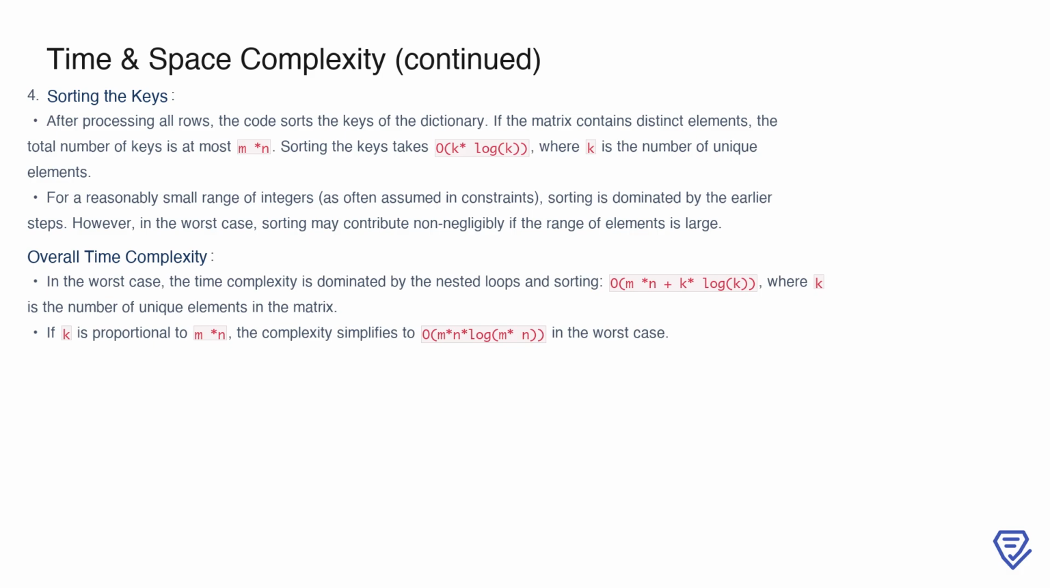When combining these steps, we get the overall time complexity. In the worst case, this is determined by the nested loops and the sorting step, giving us O(m*n + k*log k). If the number of unique elements k is proportional to the total number of elements m*n, the time complexity simplifies to O(m*n*log(m*n)) in the worst case. This provides a comprehensive view of the time complexity under different scenarios.